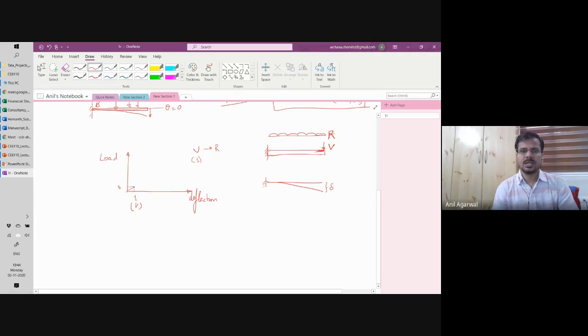So what is the energy input by this load? What is the work done on the system by this load? Both are the same thing, right? The energy stored or input into the system is the same as the work done by that load. So that will be the area under this curve. Agreed?